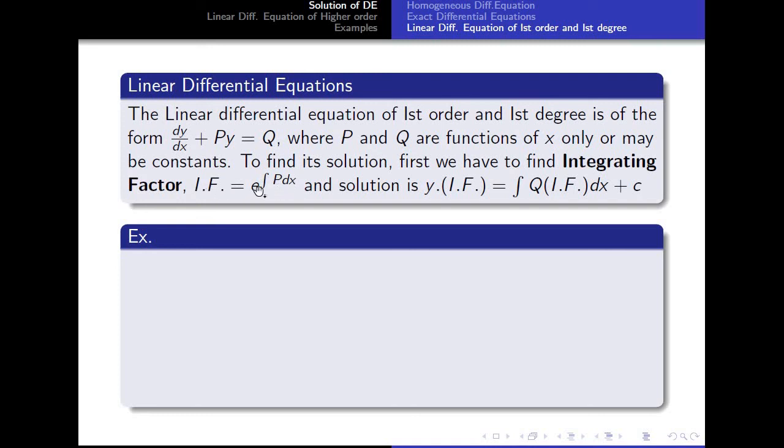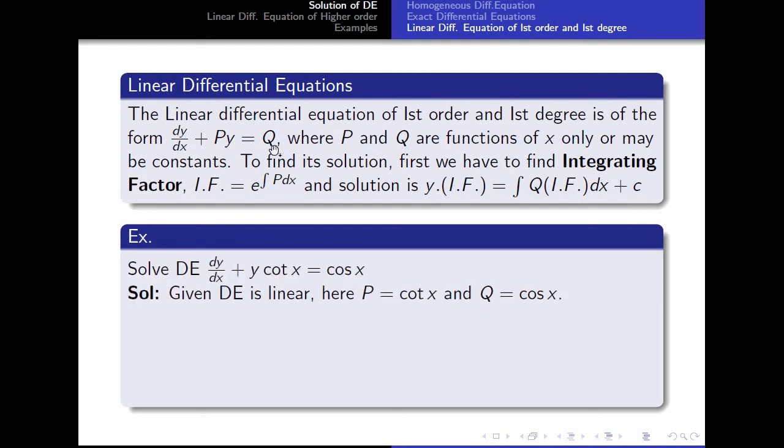If we find the integrating factor, we get our solution: y times the integrating factor is equal to the integration of Q times the integrating factor dx, plus c. Here Q means the right-hand side. If Q becomes 0, the equation is homogeneous, that total part becomes 0, and the solution is y times the integrating factor equals c.